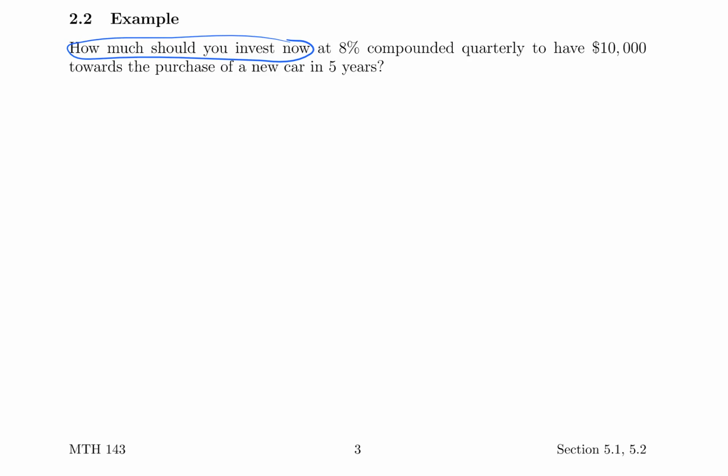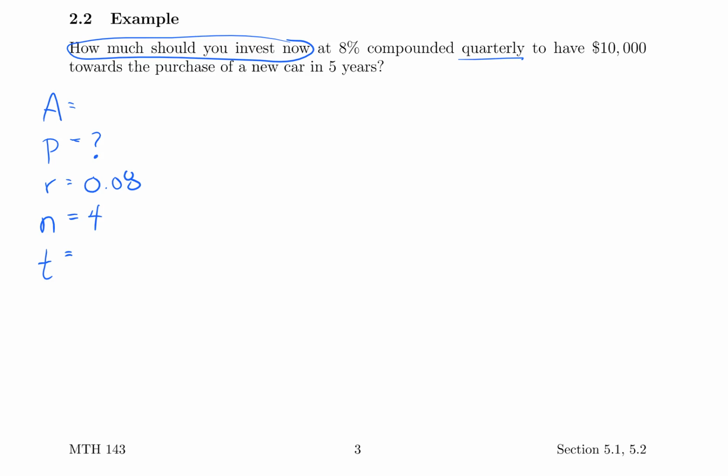So let's go ahead and list out our different variables. We have A, P, R. Since we have compound interest, we also have N, and then we have time. So how much should you invest now? The principal is unknown. We have 8% compounding quarterly, so the interest rate is going to be 0.08. And since we're compounding quarterly, our compounding frequency is 4. There are 4 compounding periods in 1 year.